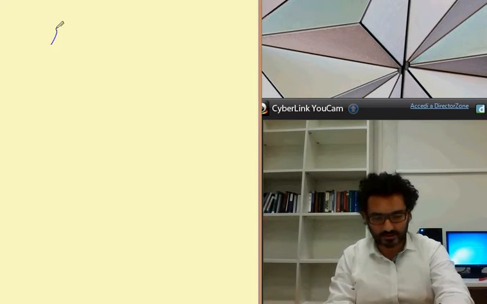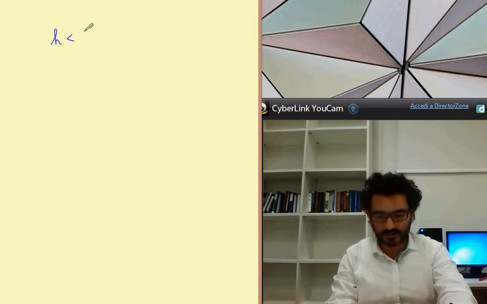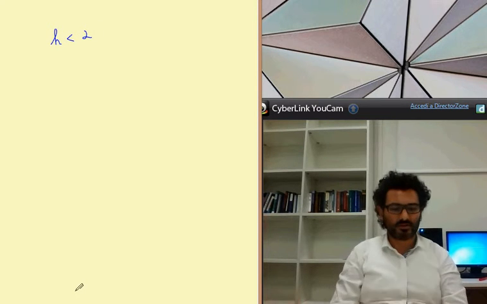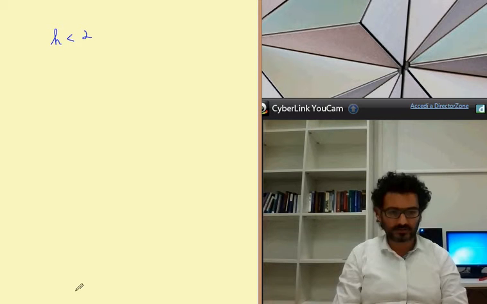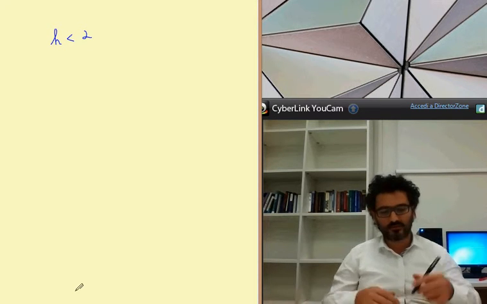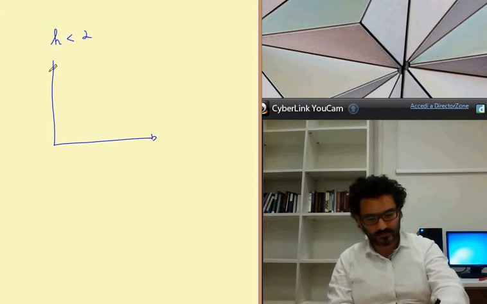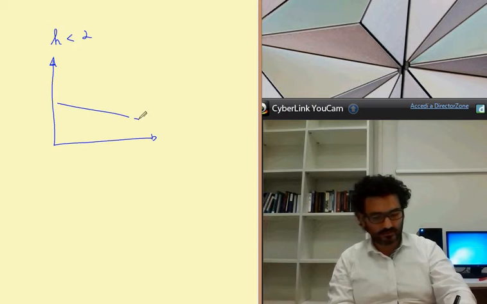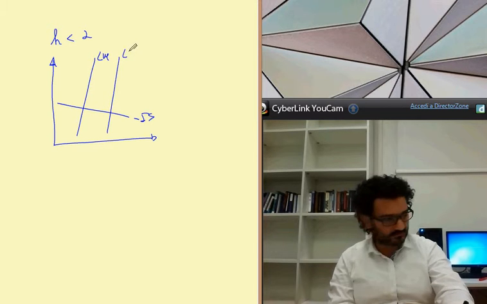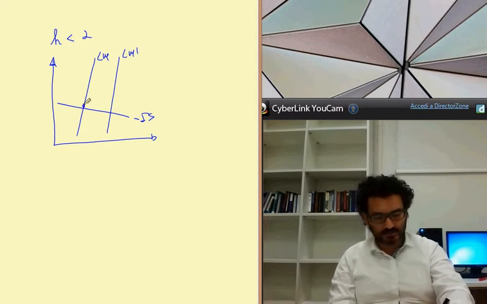Okay, the opposite case also, when h is lower than alpha, implying that the sensitivity of money demand to interest rate is lower than the sensitivity of total expenditure. We can visualize this effect in this way. In this case, the slope of the IS is lower with respect to the slope of the LM.